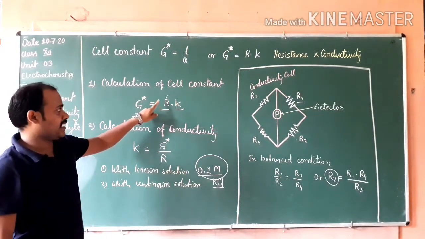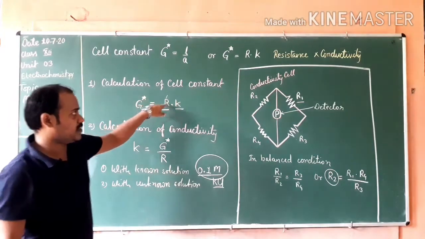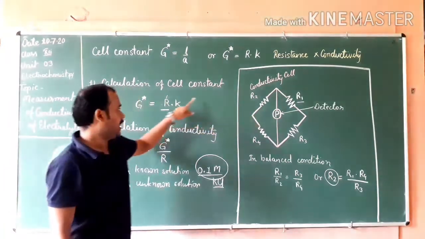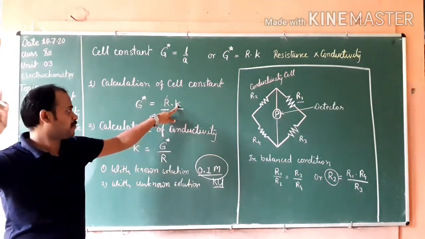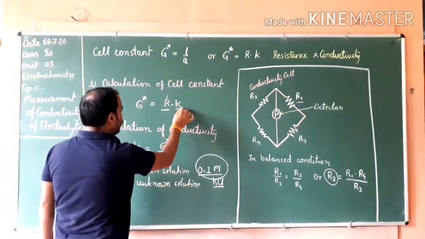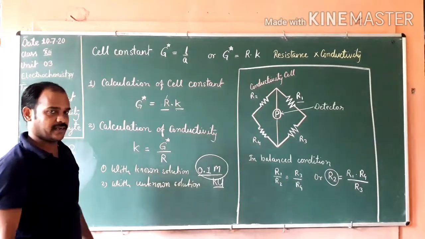Again, we are calculating resistance. This one is for the standard solution. Resistance from the Wheatstone bridge and conductivity from the Kohlrausch table. So from there we can find these two values. Place these values here and you will find the cell constant.